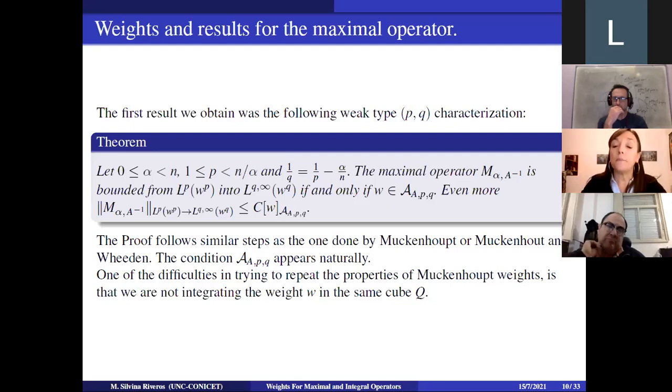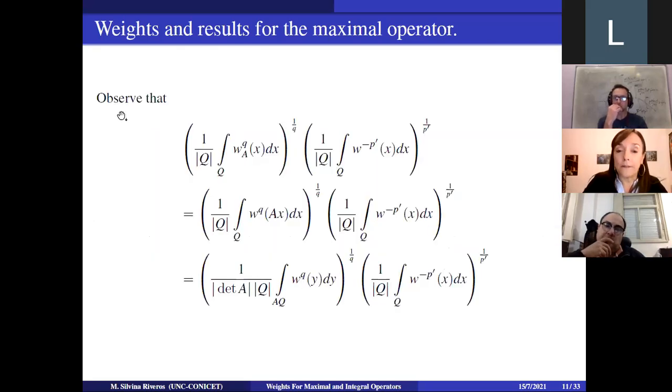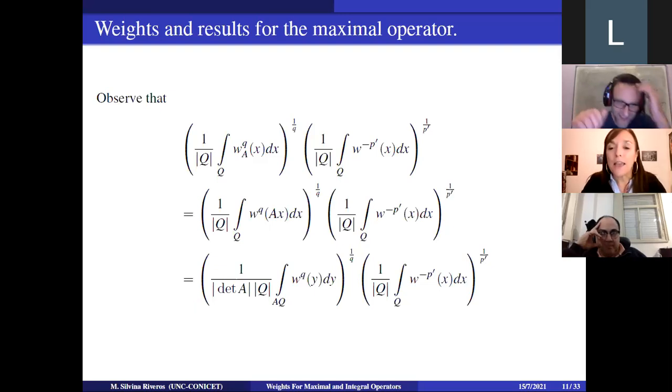One problem that we have is that we are not integrating in the same cube in both averages. Observe, while we want to control this product, when we have W sub A, if you do a change of variable, here we are integrating in A times Q, and here in Q. And maybe this is not a cube with sides parallel to the axes. It's not a standard cube that we use.